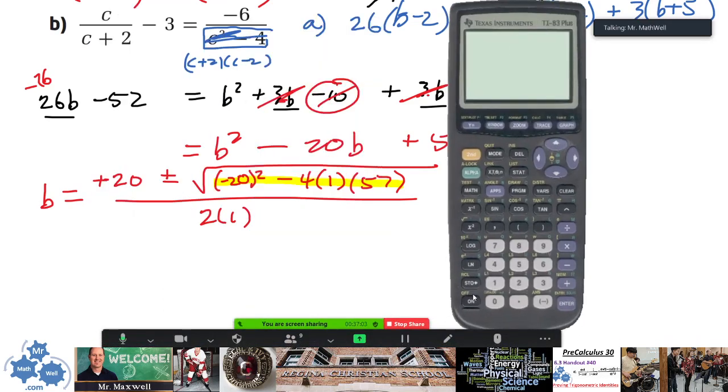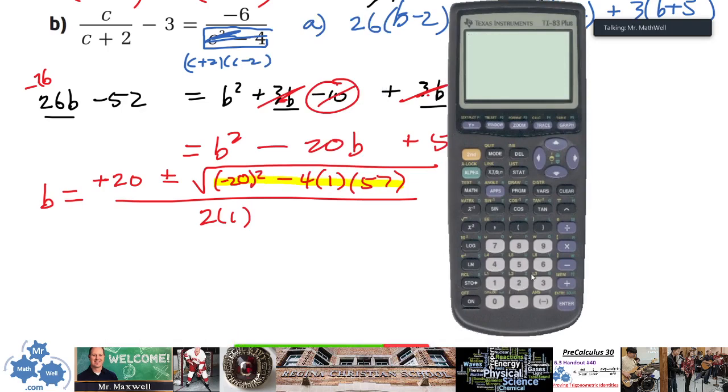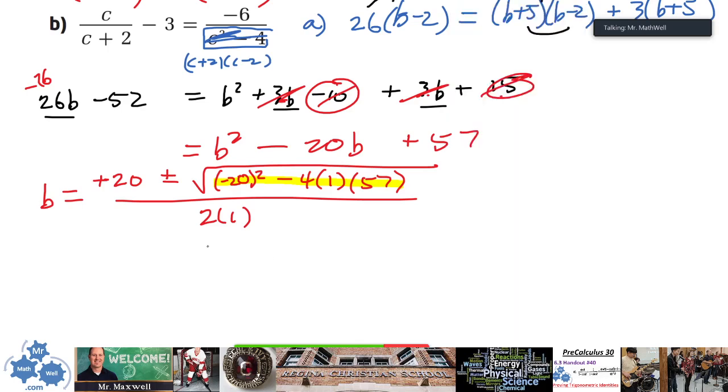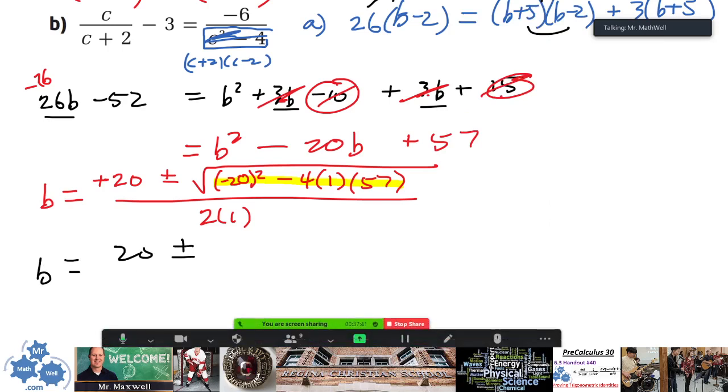So this turns out to be, turn my calculator on there. So this turns out to be negative 20 squared. Well, that's the same as positive 20 squared, so that's going to be 400 minus 4 times 57. Okay, good. It's positive. So I'm going to have possibly 2 answers here, right? That's what that means. Remember the nature of the roots: if b squared minus 4ac is positive, we have 2 real roots that we're going to have to consider.